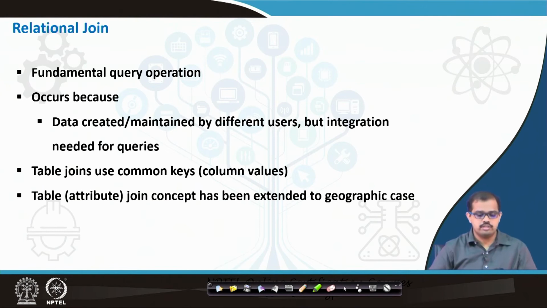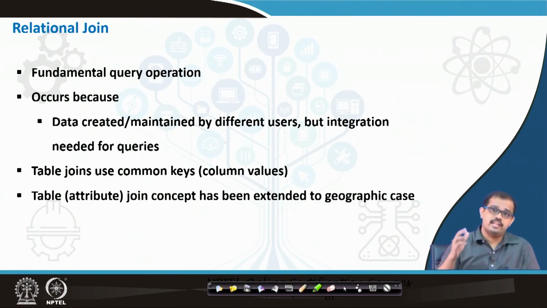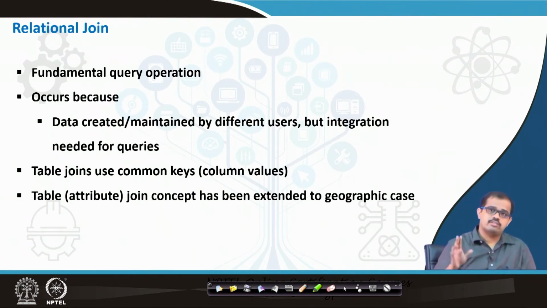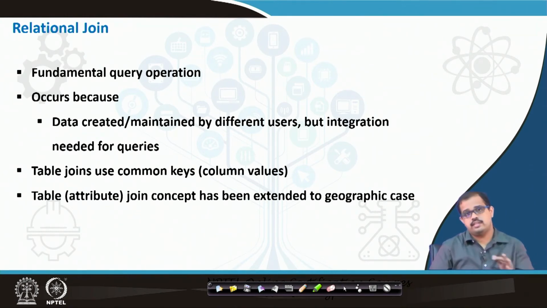The table attributes join concept has been extended even in the geographic case. If you want to join two different aspects or geometries that are available in spatial use, that can also be used in terms of a spatial join, a spatial relational join, if you are trying to use the relational database.